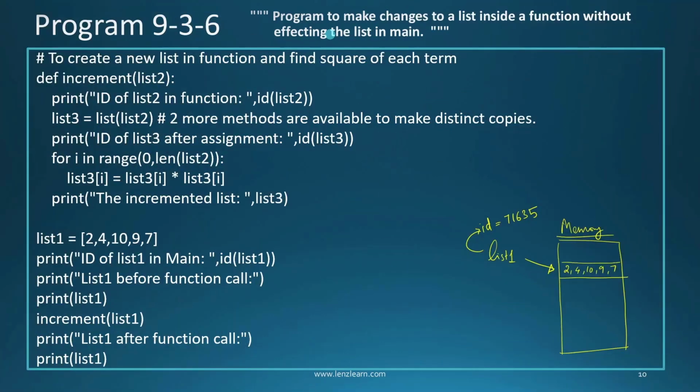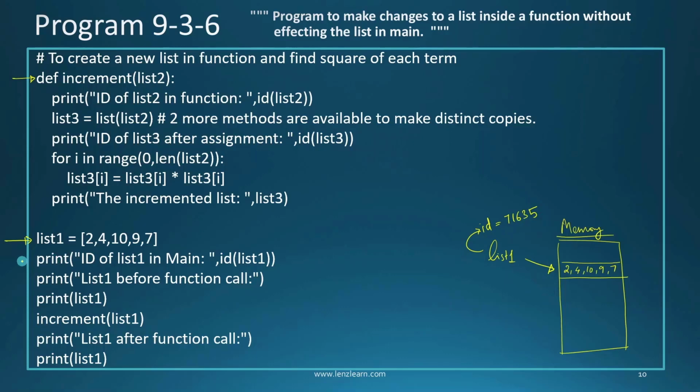Here we are trying to create a new list with new memory allocation inside the function, and then we are going to work on that. So we will not be changing anything in the primary list. Here also we have the same increment function. Now I will come down. First I will allocate list 1. Here you can see in memory I have allocated list 1 with all the elements. List 1 now points to it, and for example we say the ID of list 1 is now 71635.